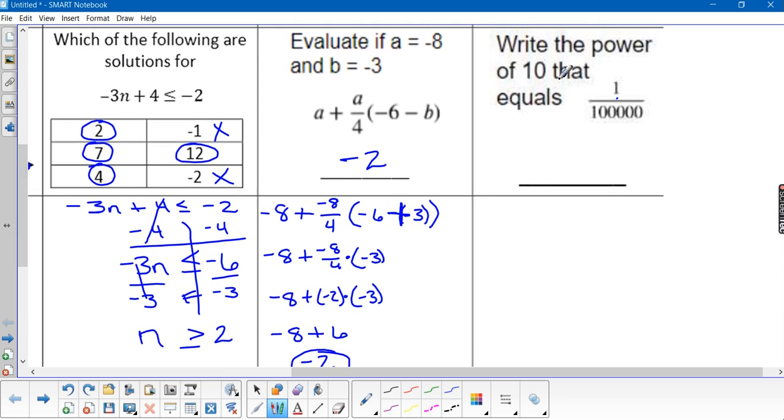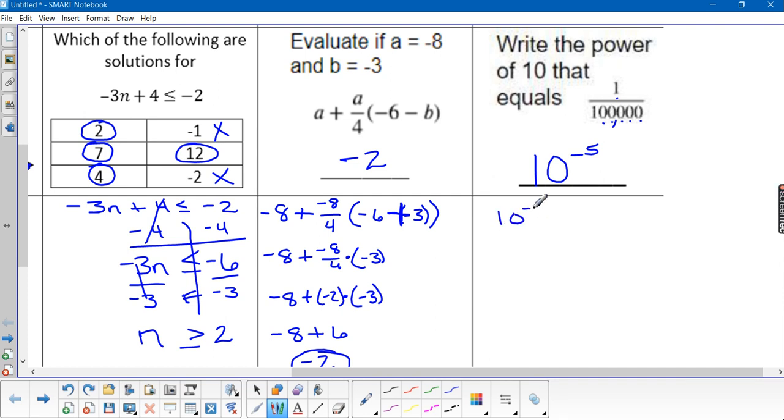Here's the last one, right? The power of 10 that equals 1 over, I don't know, what is that? 100,000. Good grief. Right when I see that fraction, I know right now that my power of 10 has got to be negative. Okay? Because it's written in fraction form. Good? All I got to do is count my zeros. 1, 2, 3, 4, 5. There it is. But do something for me.